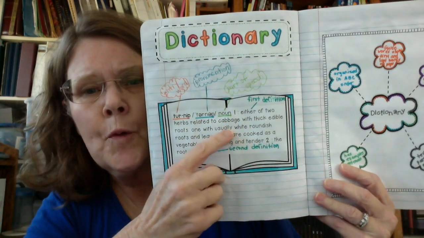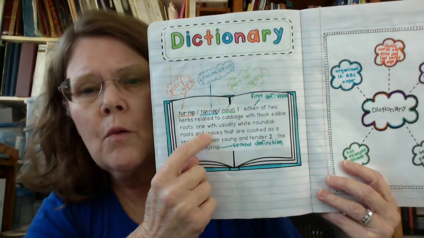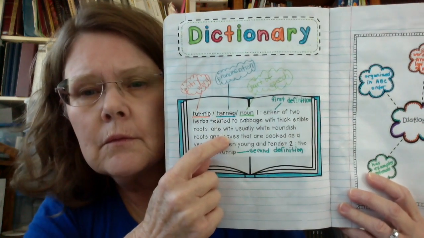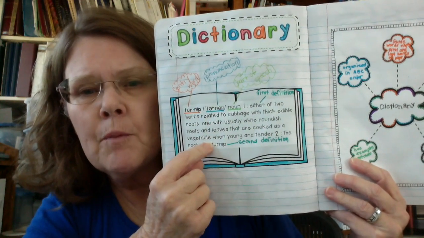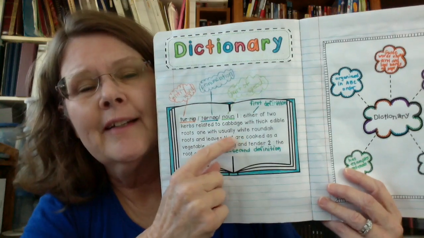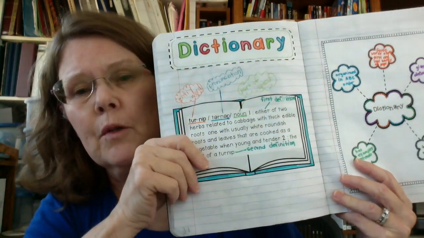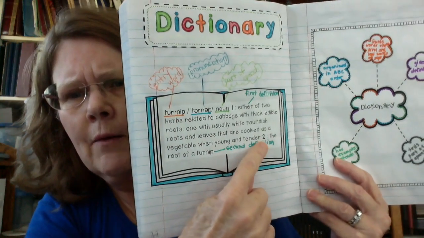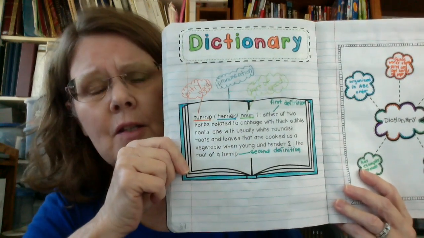Either of 2 herbs related to cabbage with thick edible roots, one with usually white roundish roots and leaves that are cooked as a vegetable when young and tender. That's a very long definition. But that's what it is. It's a type of vegetable. Okay. Then the second one right here, number 2, the root of a turnip. That's all that is. That's nice and short.